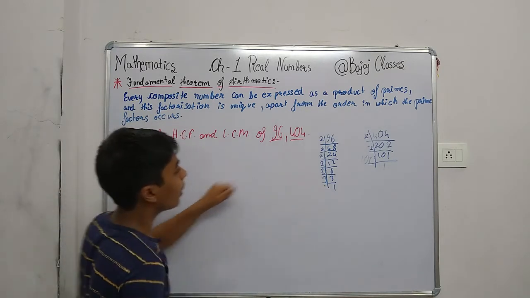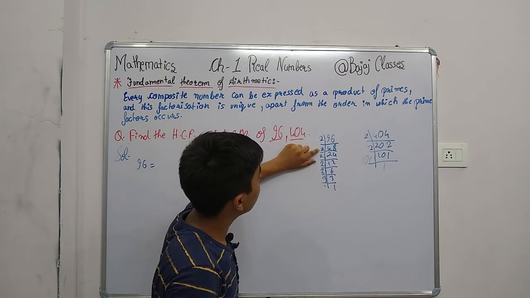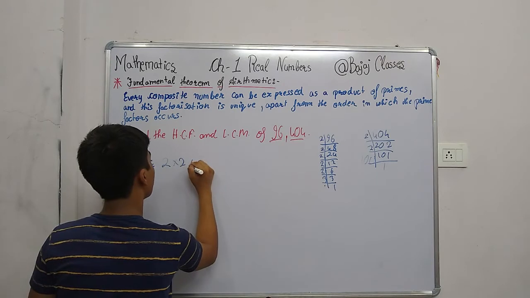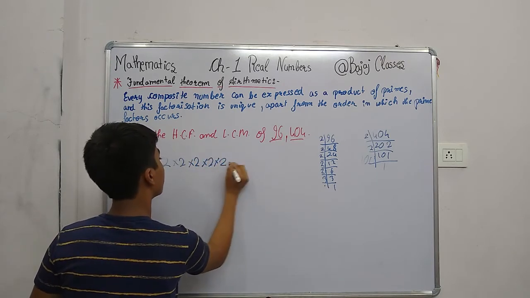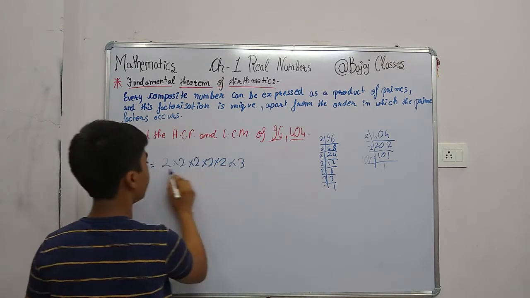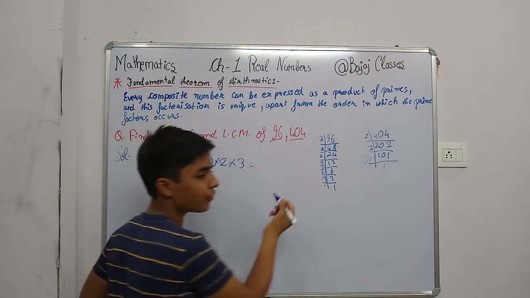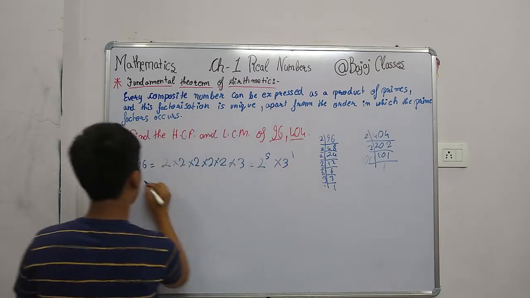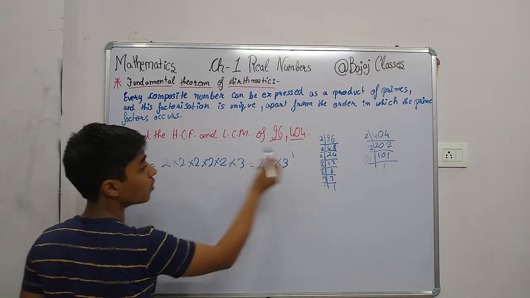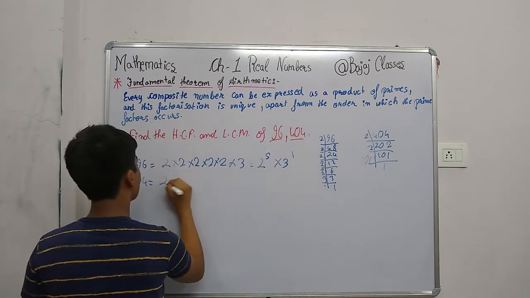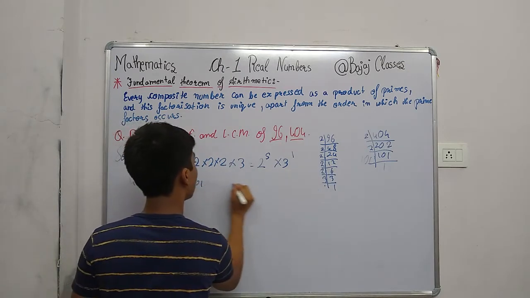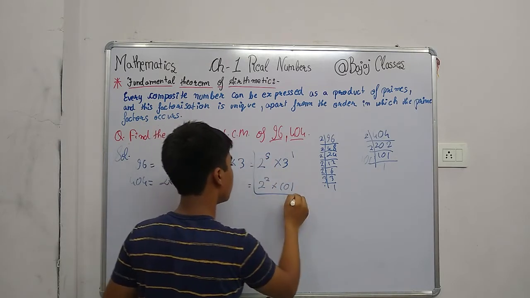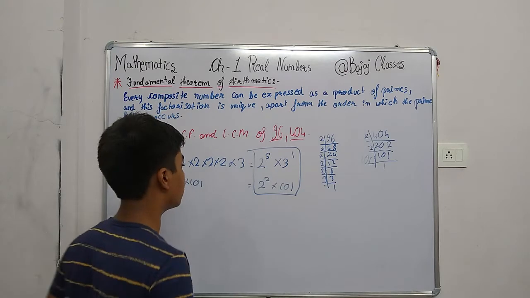96 equals, now how many 2's are there? 1, 2, 3, 4, 5. So 2 into 2 into 2 into 2 into 2 into 3. In simpler form, you can write 2 raised to the power 5 into 3 raised to the power 1. Now 404 equals 2 into 2 into 101, which is 2 raised to the power 2 into 101. You have to write everything like this.